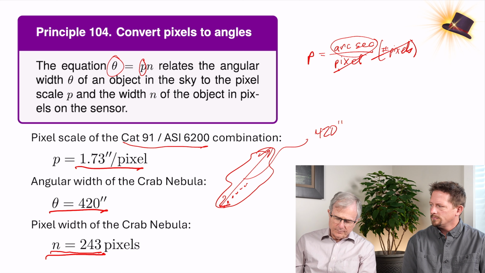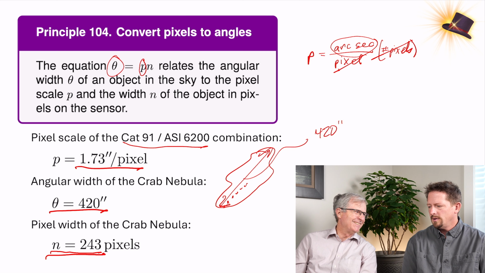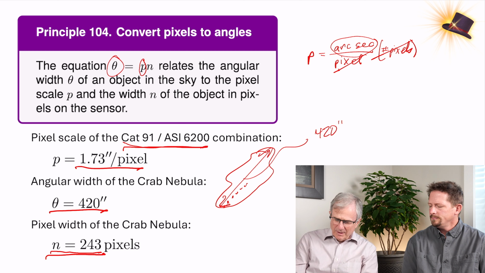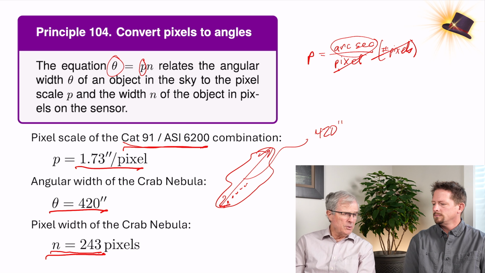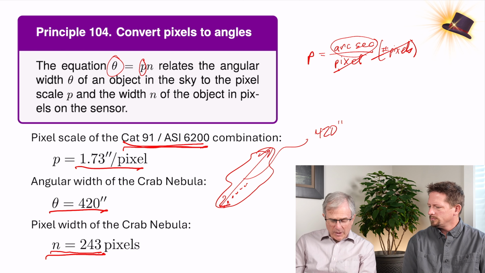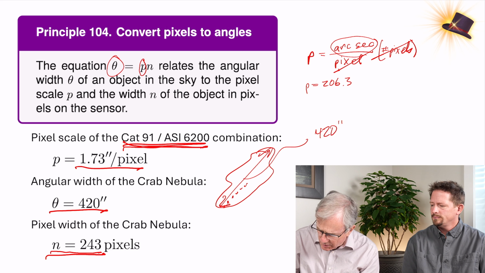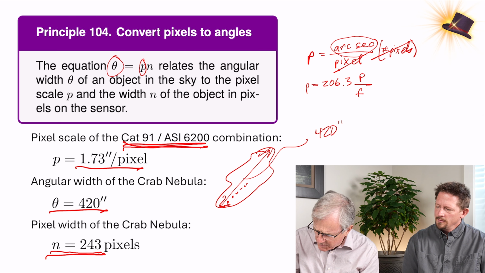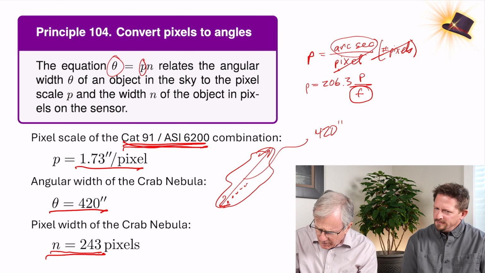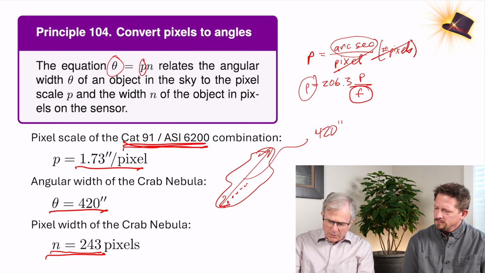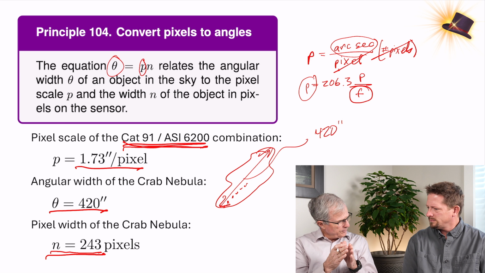So that's not a whole lot of pixels. No, it's not. And so, in thinking about what you want to use to shoot the Crab Nebula, if you have a telescope with a longer focal length, then the pixel scale equation is 206.3 times P over F. If you increase that focal length, then you're going to decrease the pixel scale, get a finer view on that object, which is basically what we're talking about with magnification. More pixels on target. More pixels on target.